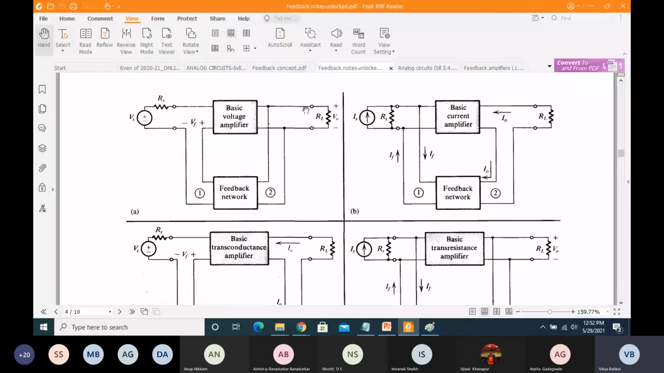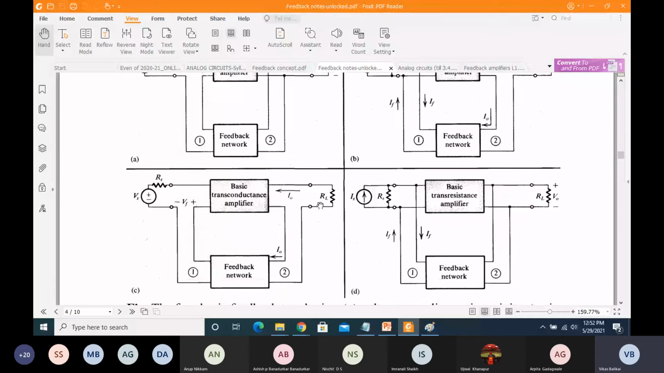Voltage is getting sampled in a series manner. Current is getting sampled in a parallel manner, or a shunt manner. Again, current is getting sampled in a series manner. Here in the last configuration, voltage is getting sampled in a shunt manner.